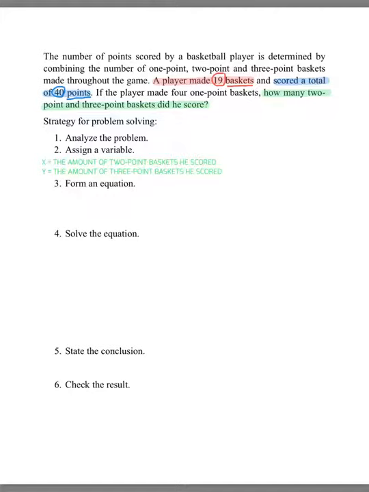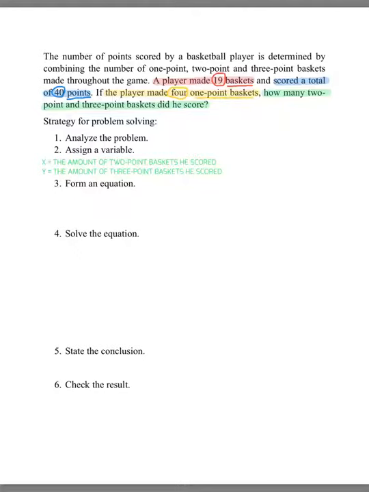So the last sentence tells us a little bit more information, and it tells us that the player made 4 1-point baskets. Now keep in mind that if you made 4 1-point baskets, that means that 4 points came from these baskets because each one is worth 1 point. So the number of points that came from 1-point baskets is 4.